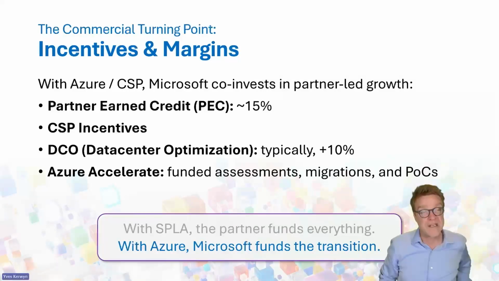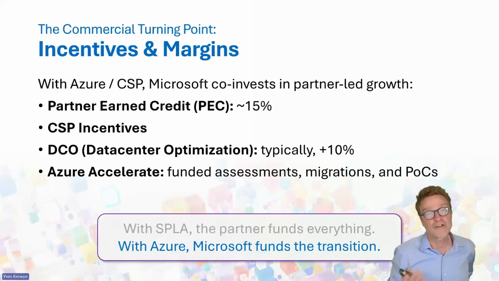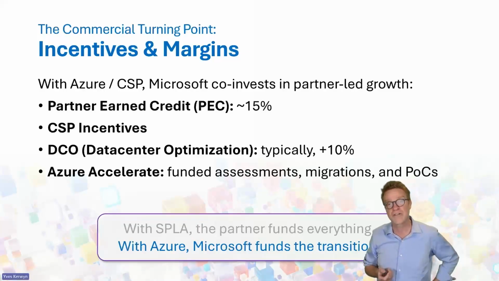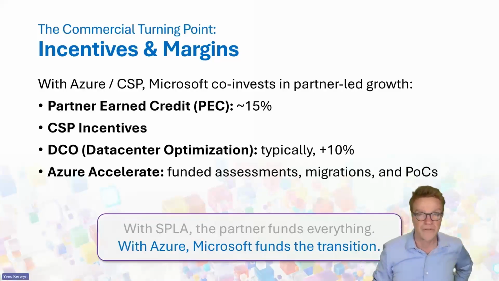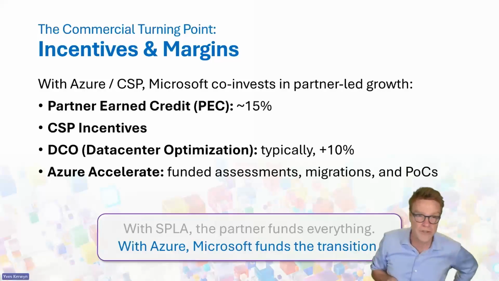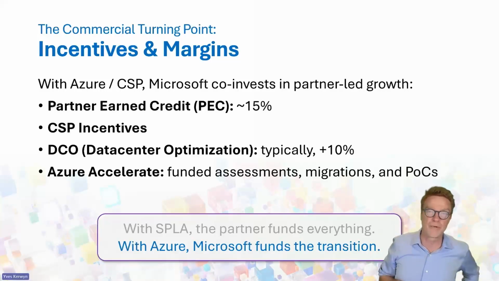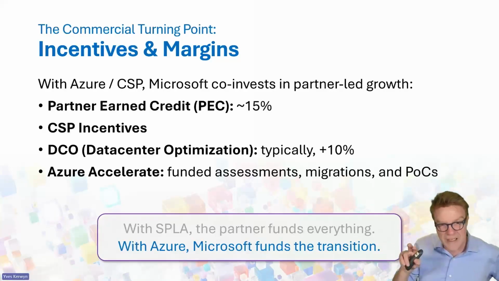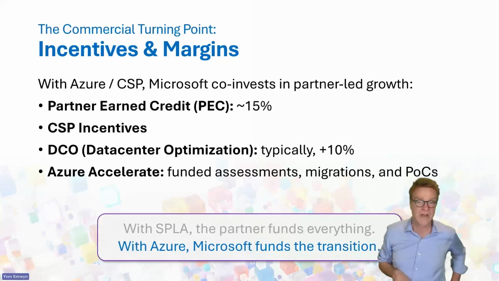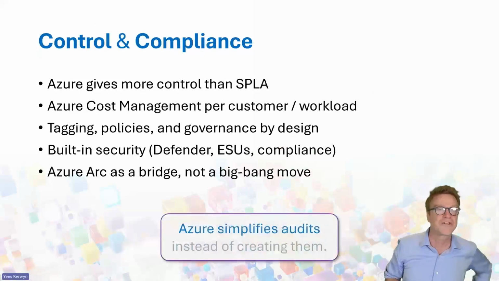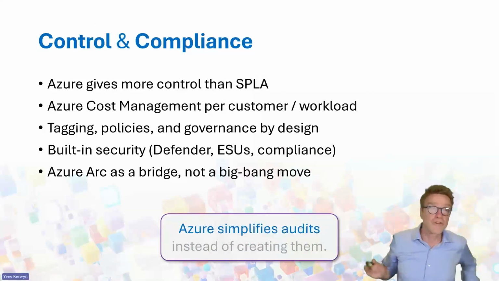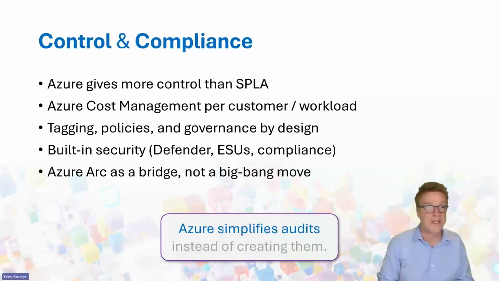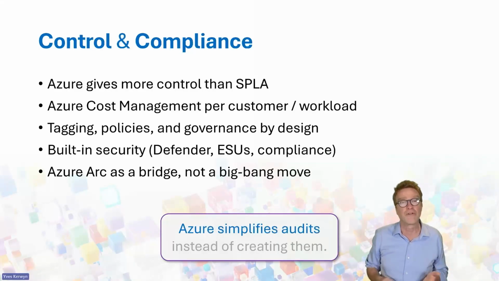There are the CSP incentives I will be discussing. There is also for some of you the DCA contract that you might have that also comes with a reduction in the price. And there is, of course, what I said, the pre-sales, the post-sales services that Microsoft provides. So with SPLA, the partner funds everything. With Azure, Microsoft co-invests and funds the transition. And then, of course, from a control and compliance perspective, Azure gives more control than SPLA.